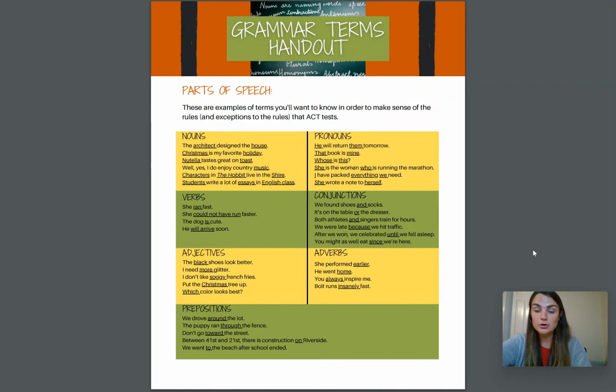So hopefully that's helpful for you if you feel like these are terms that you've just never really had explained since you were maybe in the first or second grade. And I hope that gives you a better idea of what to do with them.